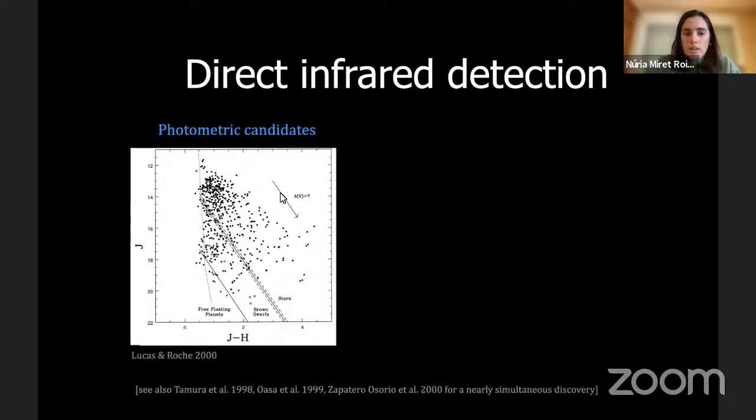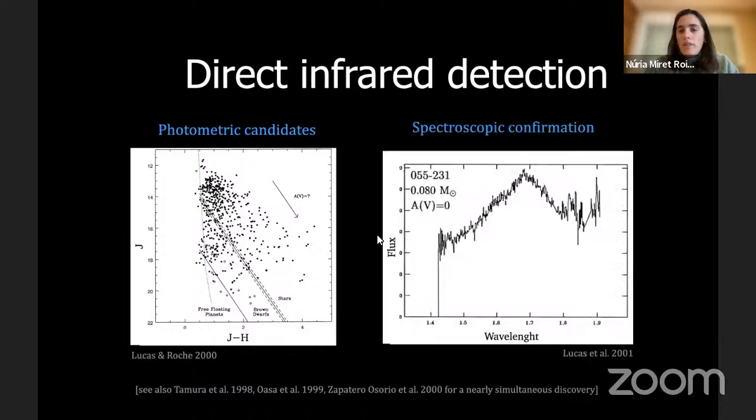And here, what this diagram is also showing is that when we have interstellar extinction due to the parent molecular clouds, these objects also appear sometimes redder than what they actually are. And so sometimes it's difficult to classify them as stars, brown dwarfs, or free-floating planets only using this diagram. For this reason, it's very important to have a spectroscopic confirmation.